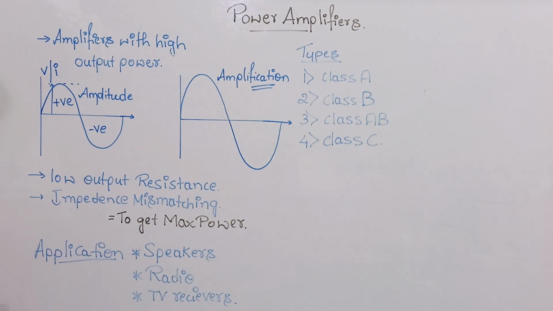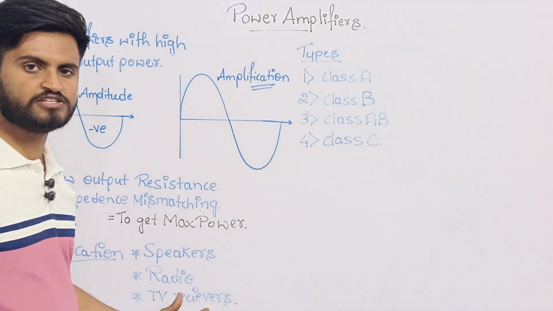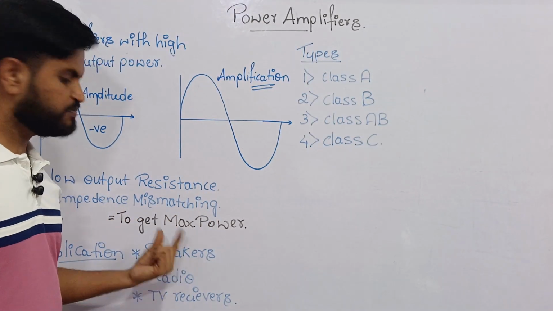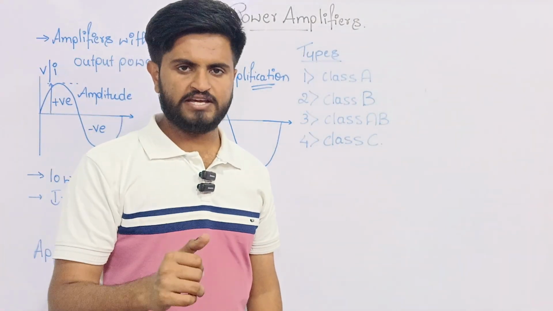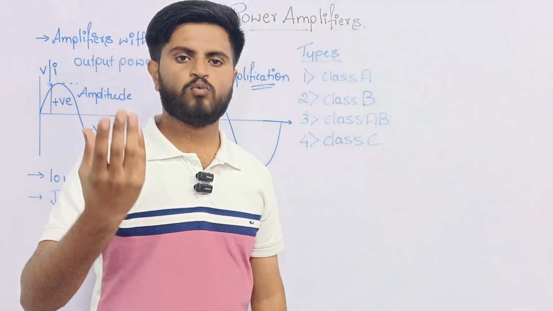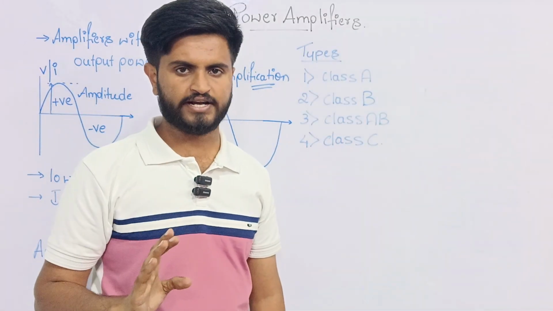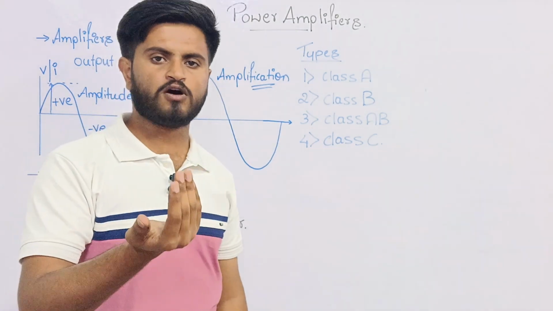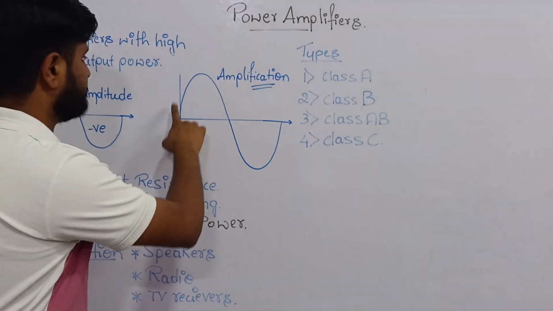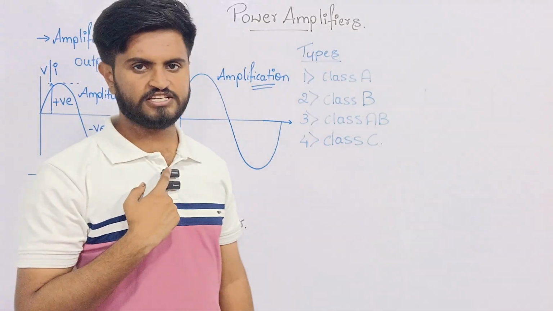Now if you see the applications, it may be used in speakers, radio, TV receivers. TV receivers means the set-top box that you use to connect to the TV. For speakers, if you have a mic, here I am having the mic. So why am I using this mic? To enhance my voice quality and increase the loudness of my voice so that you can hear correctly. This amplification of my sound, what I am speaking through this mic, will be called amplification, and it will be done using the power amplifiers which are used in this mic.